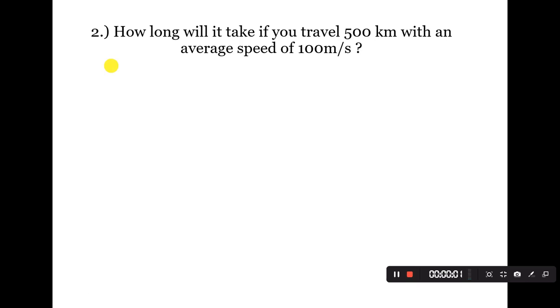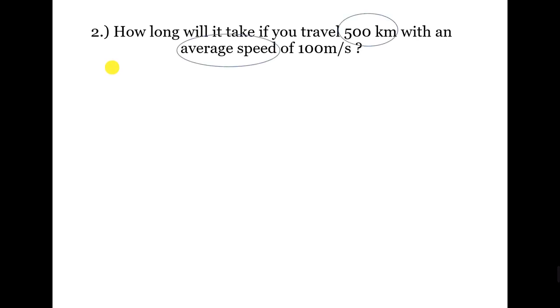Let us proceed to the next example, problem number 2. How long will it take if you travel 500 kilometers with an average speed of 100 meters per second? Now, in this problem, we will find an object's equivalent travel time given the distance and its average speed. Now, let us proceed to the solution.